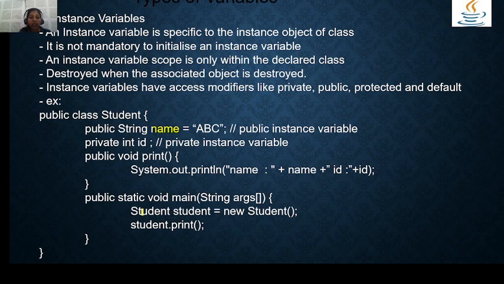In the public static void main, String args, student is equal to new Student. Here we are instantiating the class. What is our class name? Student. What is the object of the class? Student. How are we going to instantiate the class? New Student. This will create the object student, and for accessing the print method we will take student dot print, the object of the class and then print. So what will be the output of the program? It will print the name and the ID. I hope you have got the local variable and the instance variable.